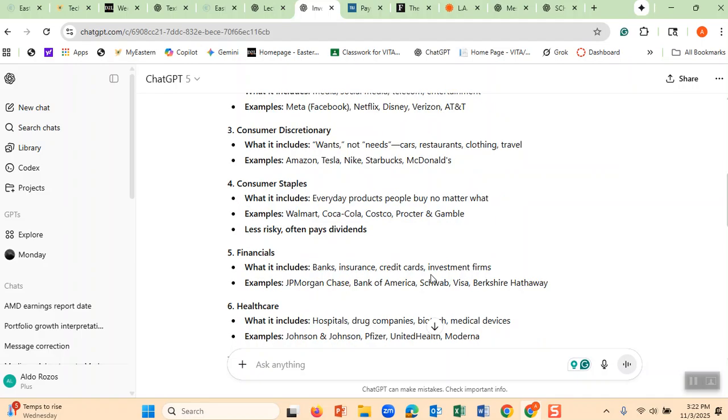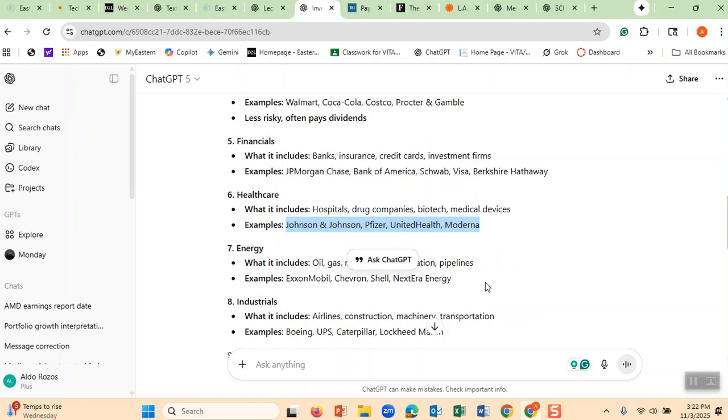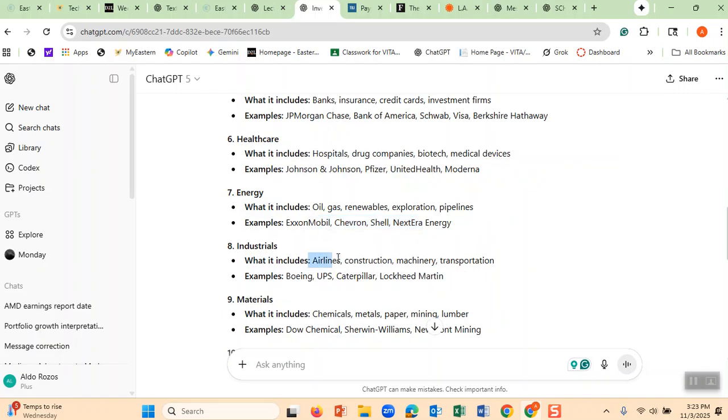Then some people like financials. Financials might be good. And look at here, one of them is JP Morgan Chase. That's a big bank, Bank of America, Schwab, Visa, Berkshire Hathaway. Healthcare, a lot of elderly people like healthcare because they give good dividends. And again, when the stock market drops, these don't drop as much because people need these. And actually, sometimes when the stock market drops, people shift their money to healthcare. Energy, again, you are familiar, Exxon, Chevron, and industrial airlines fall in this category.